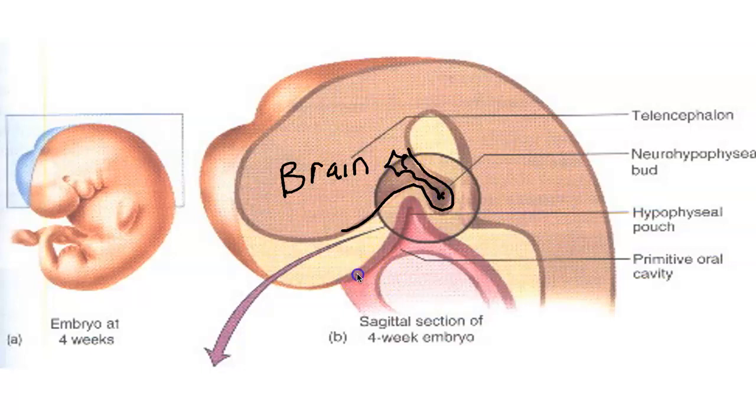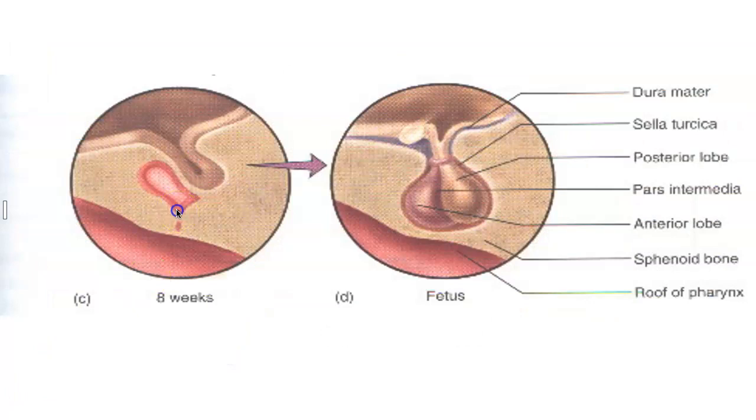At the same time, the oral cavity is forming, and here you can see a pouch of tissue forming off of the roof of the mouth. That epithelial tissue pouch actually pinches off of the roof of the mouth and goes up and adheres to that downgrowth that was coming down from the hypothalamus.